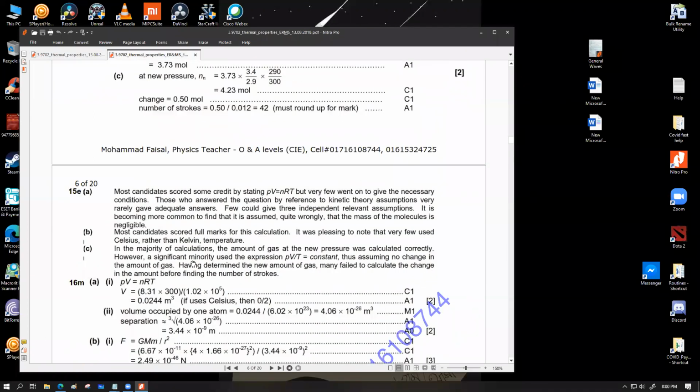Have a look at the mark scheme. Have a look at the exam report over here. In the majority of calculations, the amount of gas at the new pressure was calculated correctly. However, a significant minority used the expression PV/T equals constant, thus assuming no change in the amount of gas, which is wrong. Having determined the new amount of gas, many failed to calculate the change in the amount before finding the number of strokes.